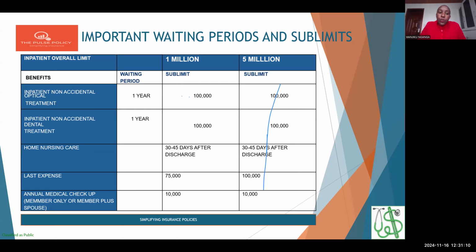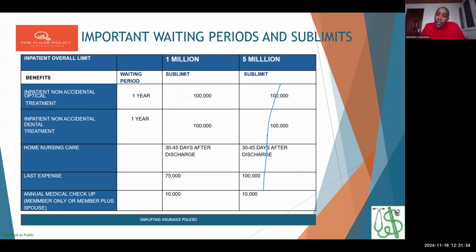Now, we have something called home nursing care. This is whereby you have been discharged from the hospital and you need nursing care at home. So, post the discharge, you need to know the number of days that the home nursing care is going to be paid for by the insurance company. So you have a nurse at home who is taking care of you. You need to understand how many days the insurance company is going to pay for you.